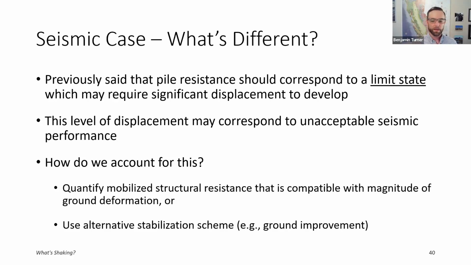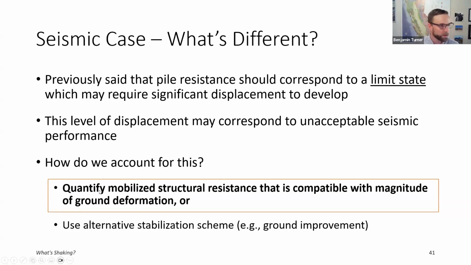That means that the amount of structural resistance that we can rely on back in our slope stability analysis is now something less than what corresponds to a limit state. So we don't necessarily reach a limit state when defining the pile resistance that we can utilize in a pseudostatic seismic slope stability analysis. Okay, so how do we account for this?